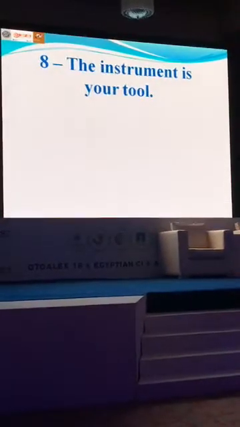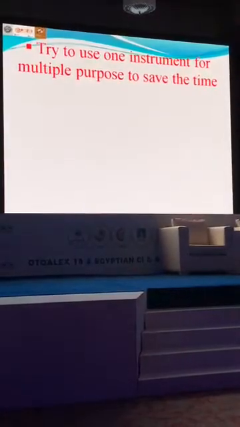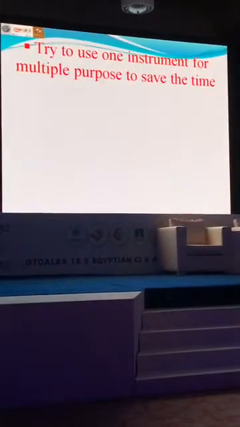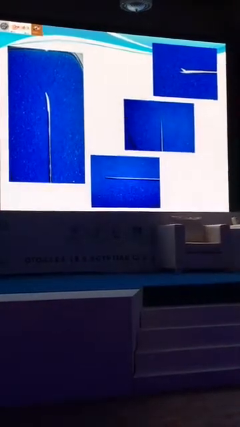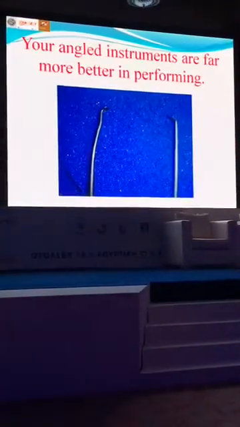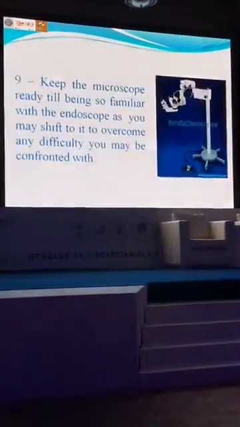Eighth, the instrument is your tool. So please choose the right tool for the job. Try to use one instrument for multiple purposes to save time. Here's our single knife, which could be used as a scissor by its sharp blade, or a needle by its tip, or a dissector by its blunt blade. Your angled instruments are far better in performing.